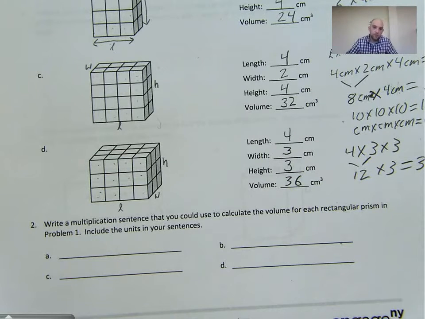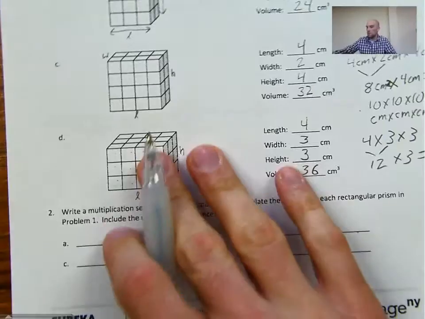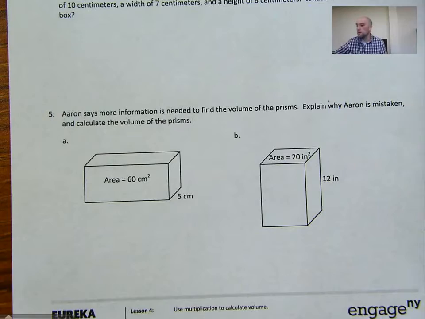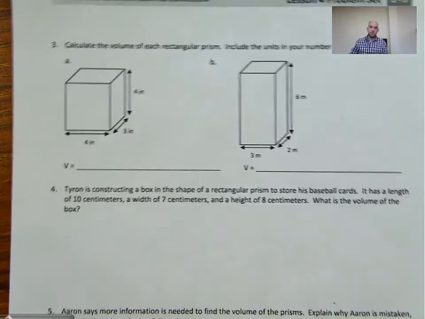Number 2, it says write a multiplication sentence that you could use to calculate the volume for each rectangular prism in problem 1. Include the units in your sentence. I think we did that over to the side here, so I'm going to go ahead and skip that one because we're kind of already one step ahead of them there. Well, let's look at number 3.